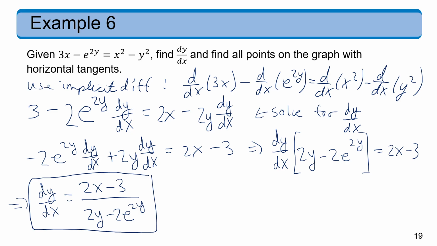The next question is find all the points on the graph with a horizontal tangent. So we have to make sure we know our strategy here. A horizontal tangent means it has slope 0. So we would just set the dy dx, which is the slope, equal to 0. But the only way a fraction can equal 0 is if the numerator is 0. So it's faster if you just straightforwardly set the numerator equal to 0. And then you can solve that for x. You get 3/2.